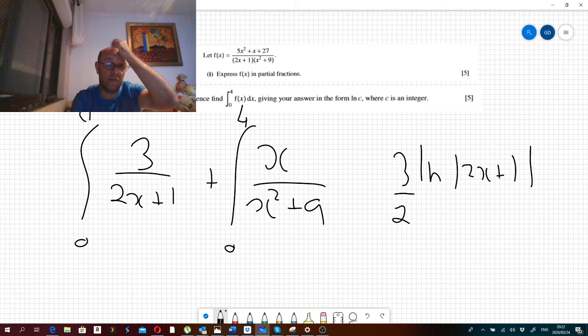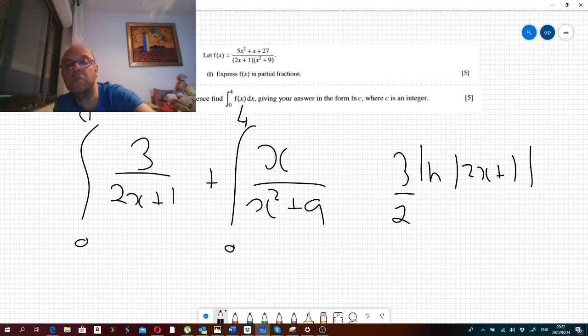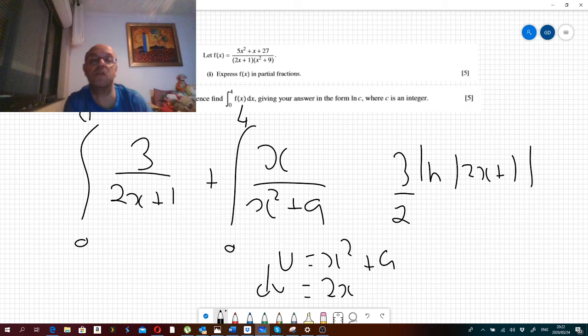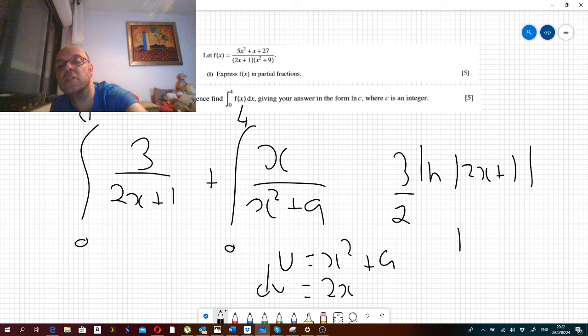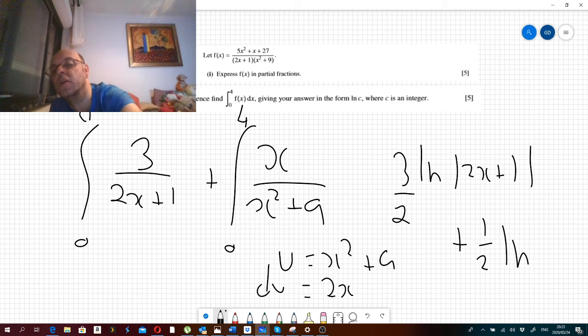Now the second integration is a u substitution, because if I said x squared plus 9 is the u, then the du would have been 2x, but we've only got x at the top, so that means we should have started with a half before. Okay, so this is a half ln u. Okay, that's the integration of the second one. So that's plus a half ln u.